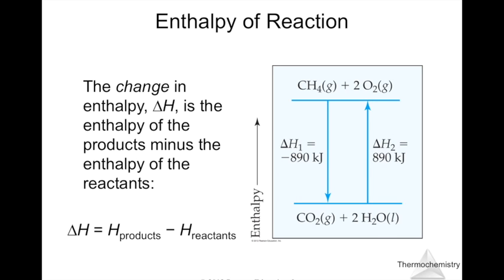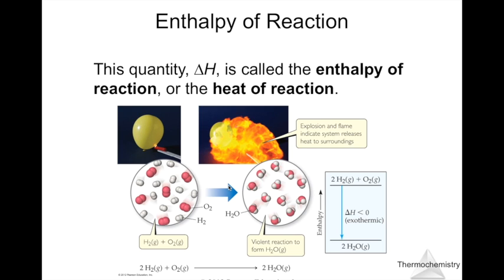And so if you want to look at the enthalpy of an entire reaction, the delta H is just going to be the products minus the reactants, right? Basically the same thing as final minus initial for your delta E. Same idea. And so this is called the enthalpy of reaction, or sometimes called the heat of reaction, because they're basically synonymous.